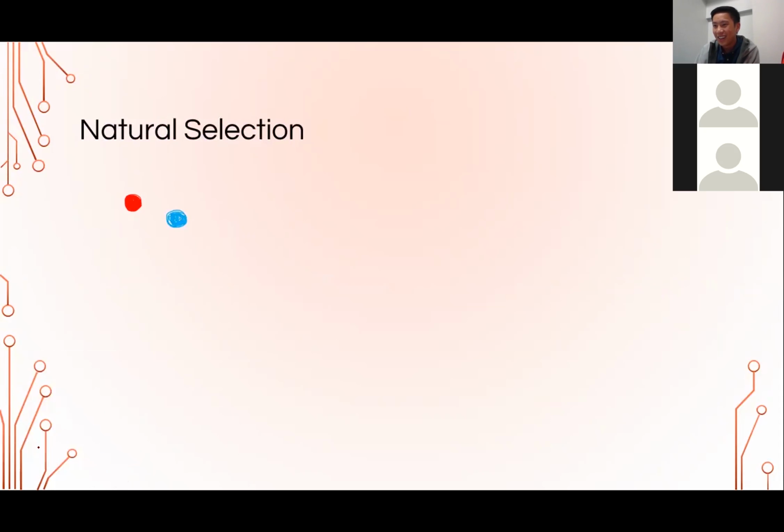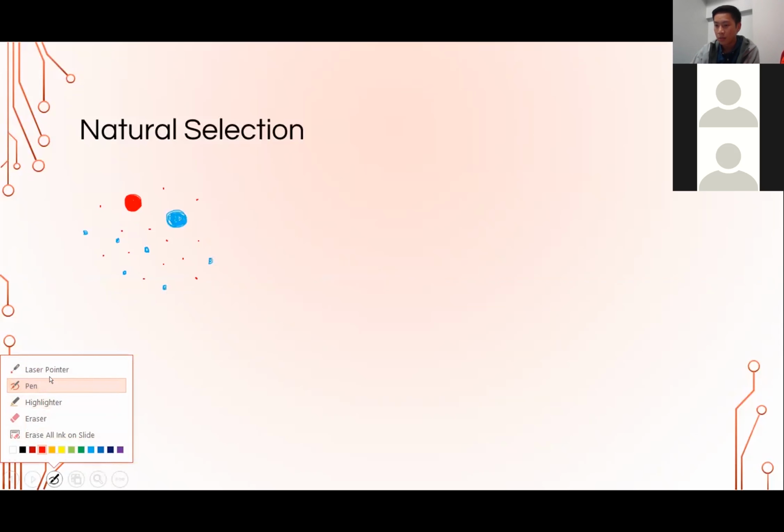There are lots and lots of organisms in a population. So a lot of reds, and there are also a lot of blue. One day a predator comes in and it only sees the blue organism, because red is blended in with the pink background.